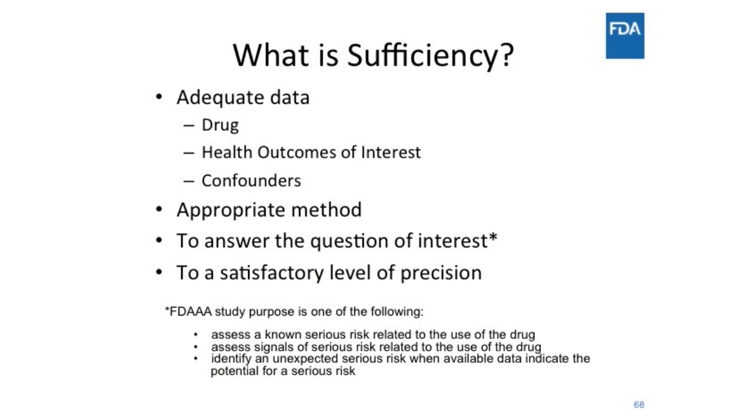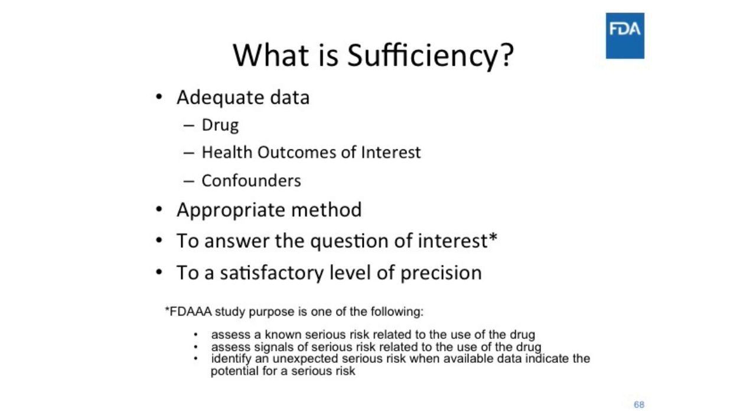So then the important question is, what is sufficiency? The way we look at sufficiency at a very high level is that we have adequate data on the drug we're interested in studying, the health outcomes of interest, and the confounders, all in a common data model, that we have an appropriate method to answer the question of interest that's been turned into one of these automated tools, and that we can do this to a satisfactory level of precision. This involves a combination of power and other concerns.